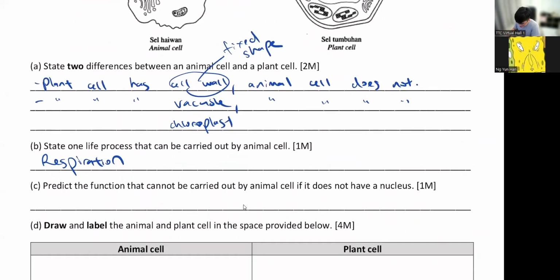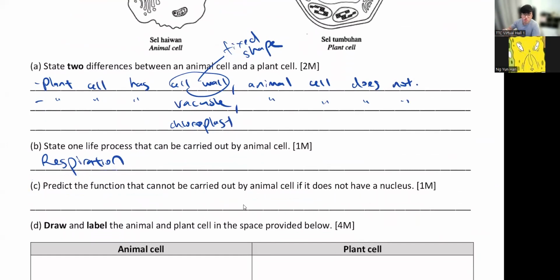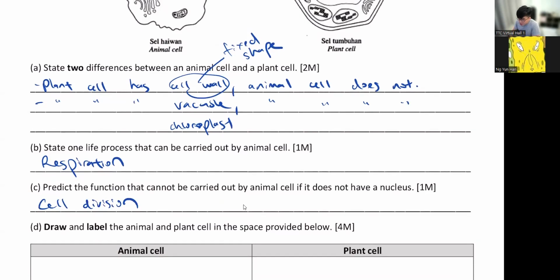So respiration. C, predict the function that cannot be carried out by animal cell if it does not have a nucleus. Right, so if you do not have a nucleus, can you survive? Yes, you can. So what can't they do? They cannot do cell division. This is not really your syllabus, but okay, let you know. Okay, what is cell division? That means one cell, they become two.